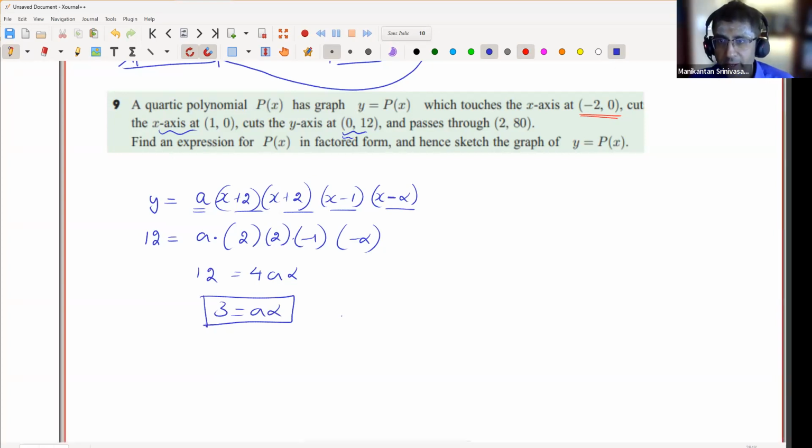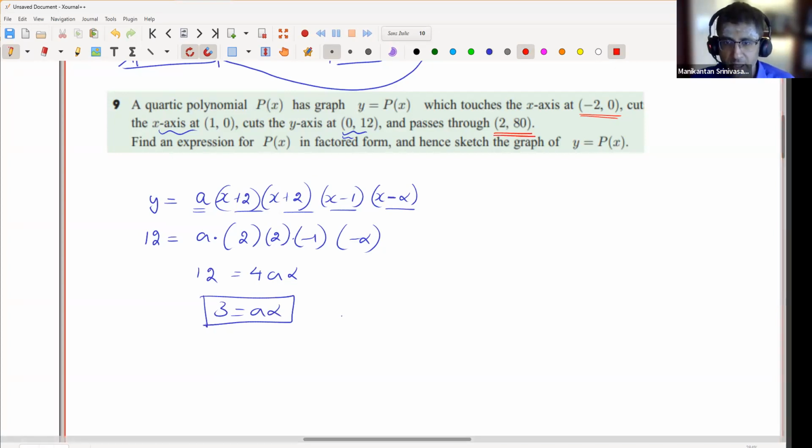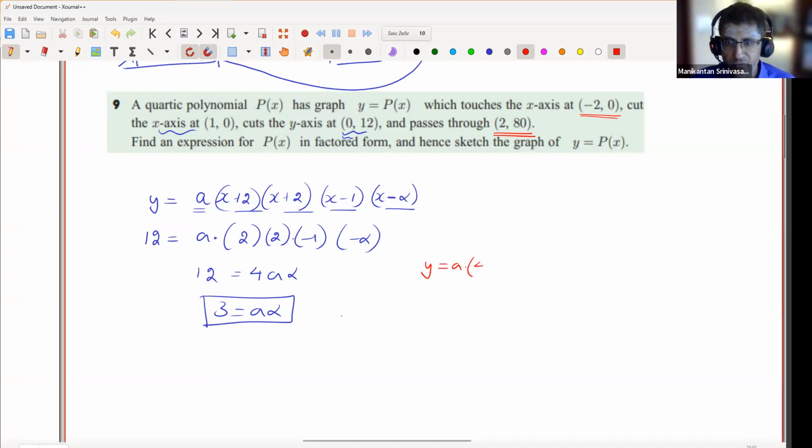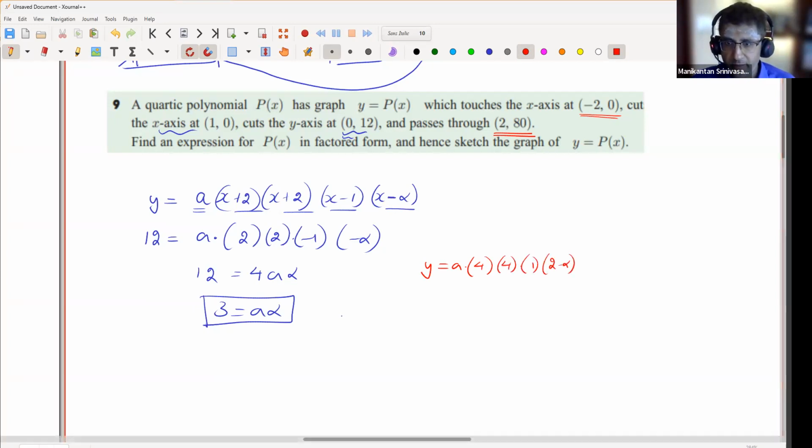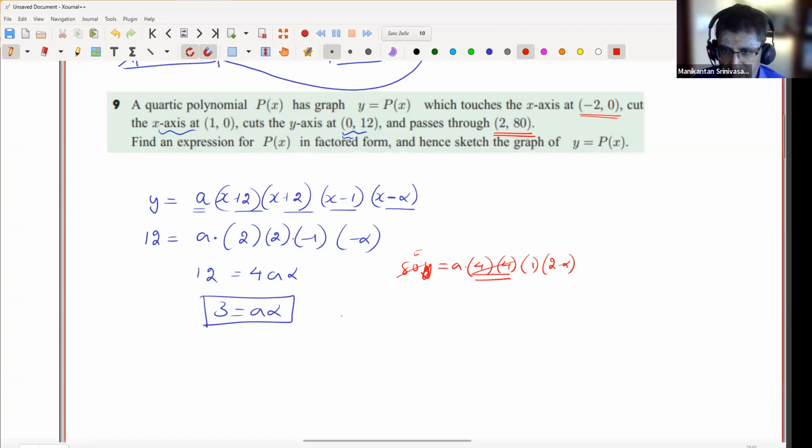Okay, but I also know another data point that it passes through 2, 80. So I can use that. So y equal to a times, when I put x equal to 2, I get 4 times 4 times 1 times 2 minus alpha. That is given to be 80. So 4 4s are 16. So I can divide by 16 and say 5 equal to a times 2 minus alpha. And the easiest way is I can divide the two equations. So 3 by 5 equal to alpha by 2 minus alpha.